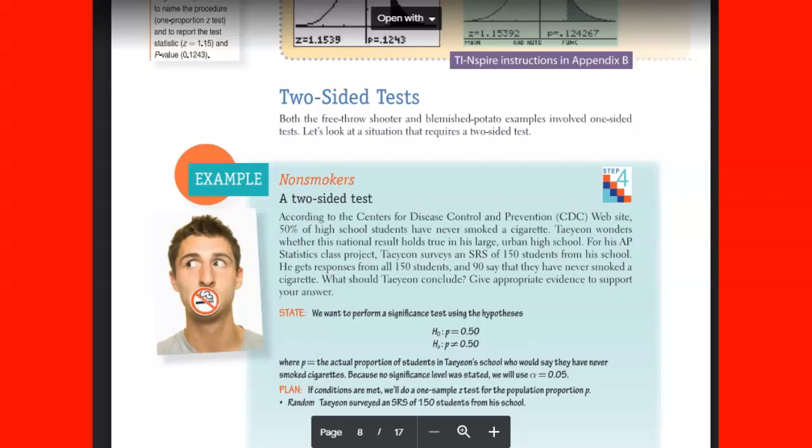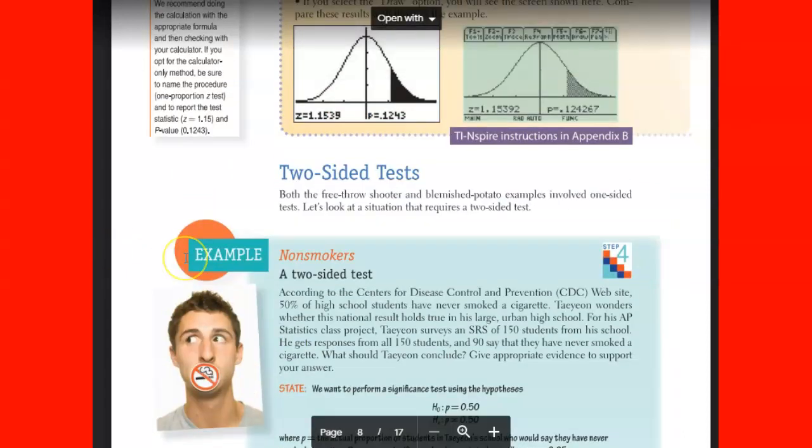Okay, here we go. Section 9.2, test for proportions. Two-tailed or two-sided tests. Why are they called two-sided tests? Well, let's talk about one-tailed or one-sided tests too. So buckle up. Here we go.